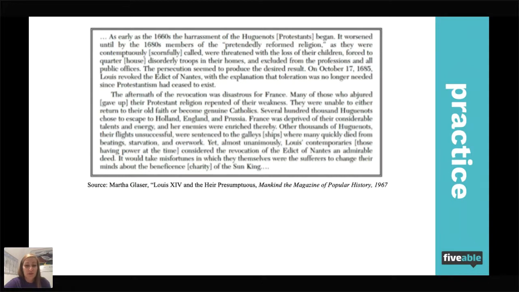Other thousands of Huguenots, their flights unsuccessful, were sentenced to the galleys, where many quickly died from beatings, starvation, and overwork. Yet almost unanimously, Louis's contemporaries, those who had power at the time, considered the revocation of the Edict of Nantes an admirable deed. It would take misfortunes in which they themselves were the sufferers to change their minds about the beneficence of the Sun King.